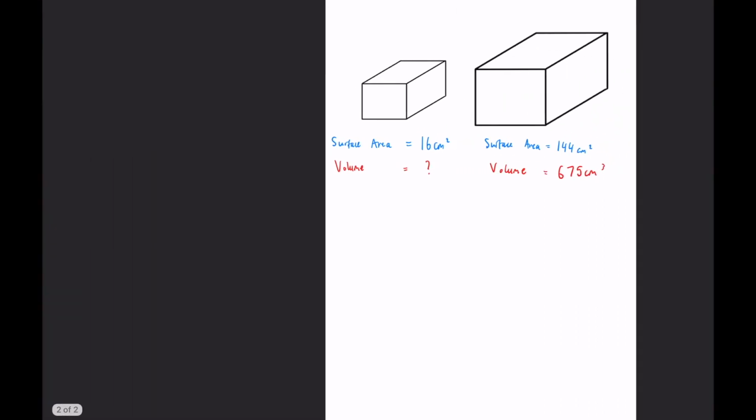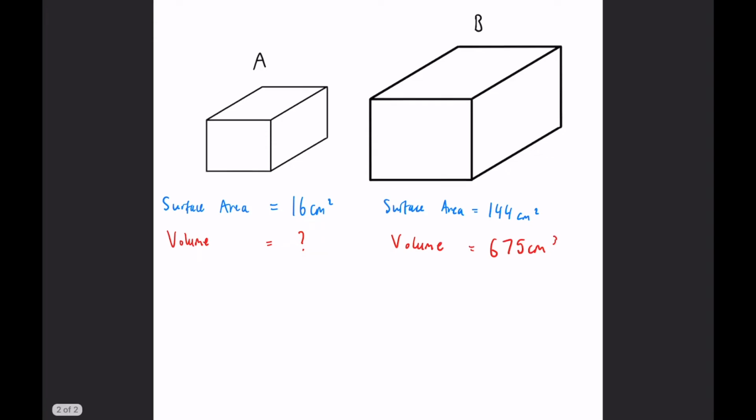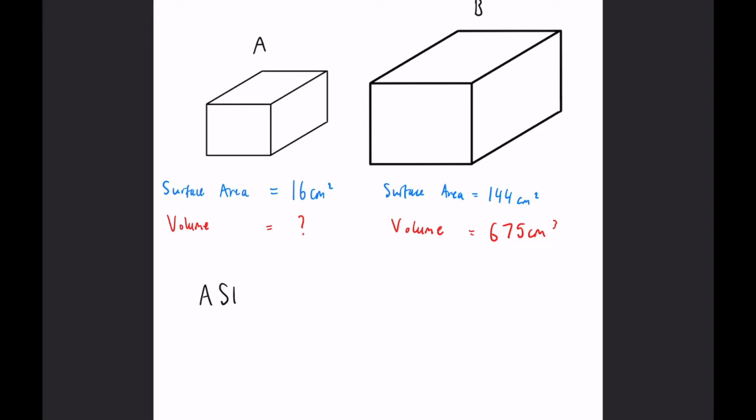Now let's look at a harder example. This time we're not given any lengths at all. We're just given the surface area and the volume of 2 cuboids. So again, let's let this shape be shape A and this one be shape B. Always identify the one that is common in both. So for example, here we have the surface area of each one. So our area scale factor is going to be 144 divided by 16. Now you can do bus stop, you can do whatever you want. That is going to be 9.